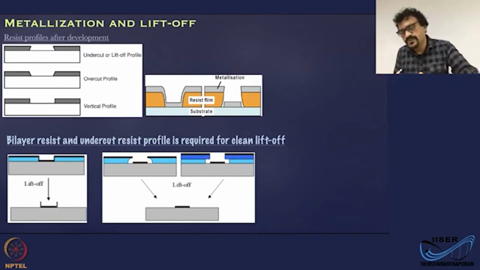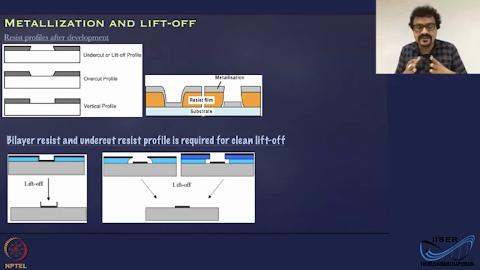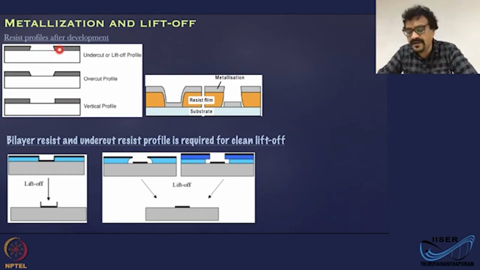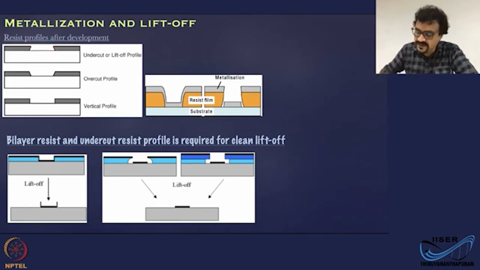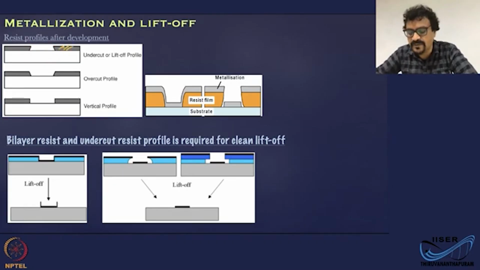When you finish the lithography, either with electron beam or with light, you will generally end up with three profiles after developing. You have something called an undercut, where you have a wider region close to the surface and a narrow region or neck at the top, where this dark region is the resist, photoresist or electron beam resist, and this is the substrate. Okay, this is the substrate.